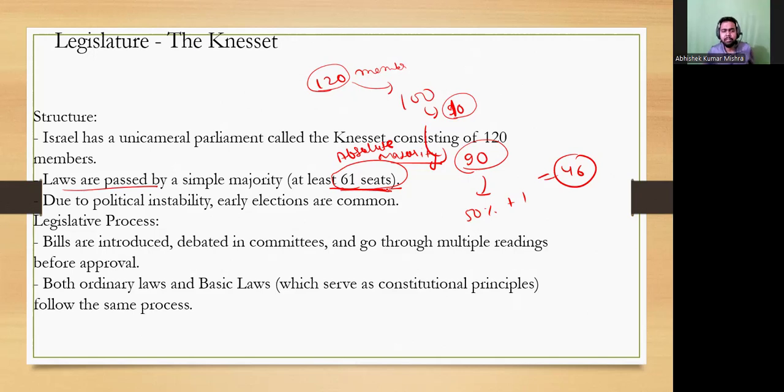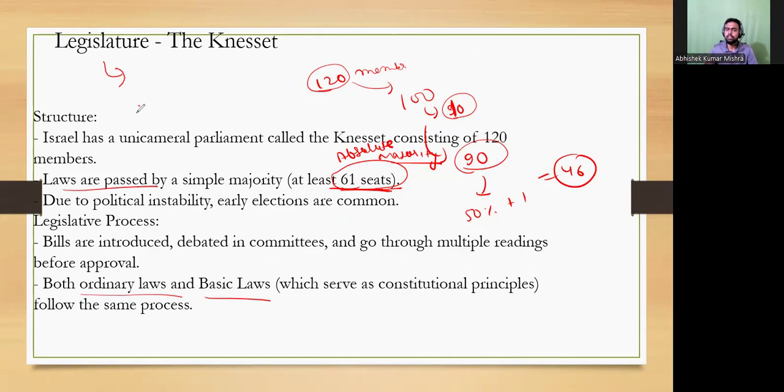Okay, so what is the main function of the legislature? The main function of the Knesset is to pass laws. That is the main function. You already know that. Whatever the basic laws or ordinary laws are, everything is made by the Parliament of Israel. Okay, the most important point you have to remember is that the Parliament of Israel is very unstable.